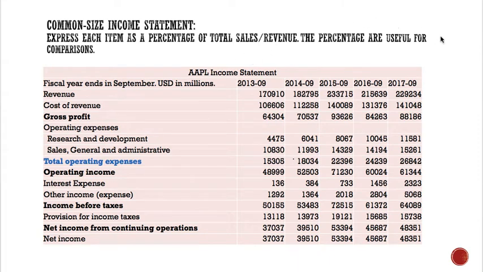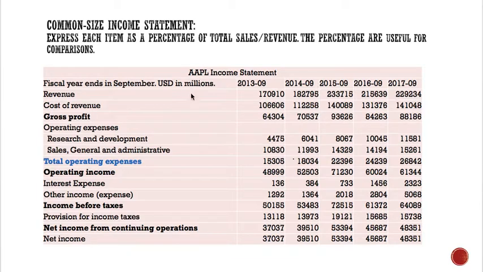And other usage for using percentage to measure to what extent is the common size income statement. So what is a common size income statement? It is an income statement that expresses each item as a percentage of total sales or revenue.